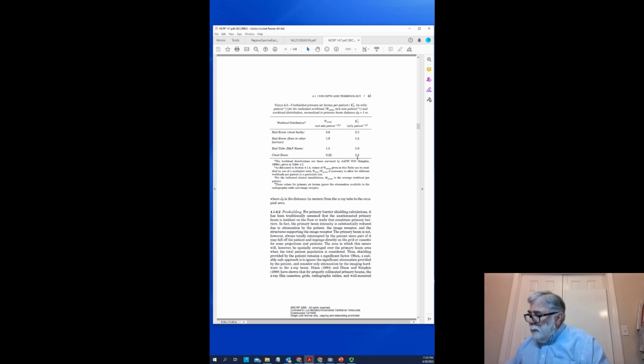Calculator, 0.2 divided by 300. You can see it there, 5 times 10 to the minus 4. That's the barrier factor we need for the primary barrier.